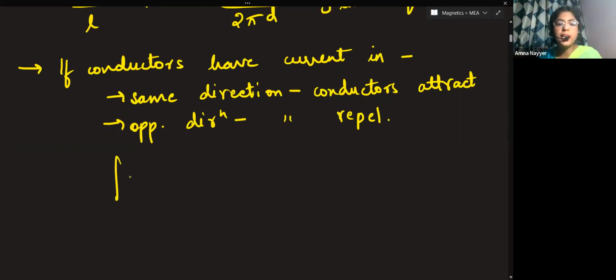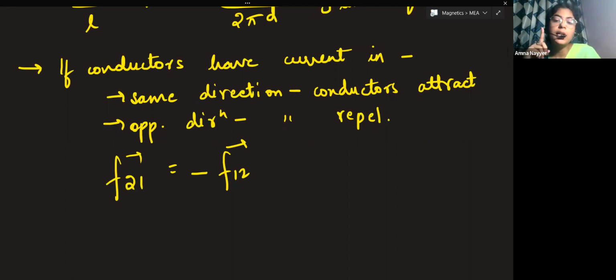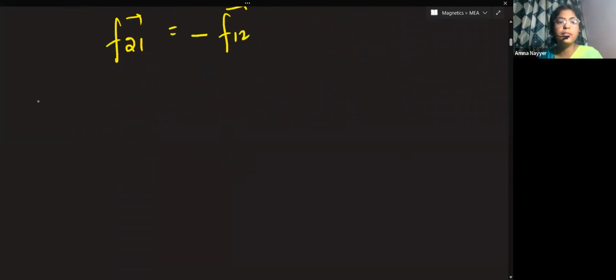Now, if I am saying F21 is the force on the second conductor due to the first one, then to calculate the force on the first conductor due to the second one, that will be simply the negative of it, like the action-reaction forces that you study. All right, so this relation also you have to remember. Now, you can define 1 ampere with the help of this formula only. Let me write down the force per unit length formula.